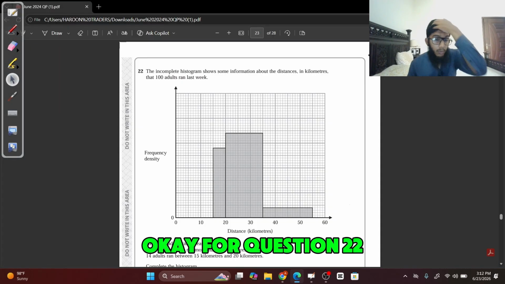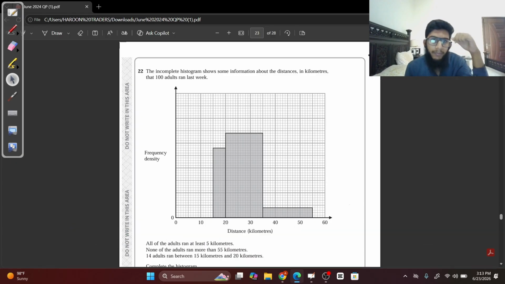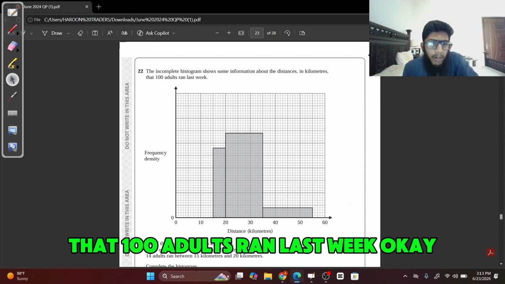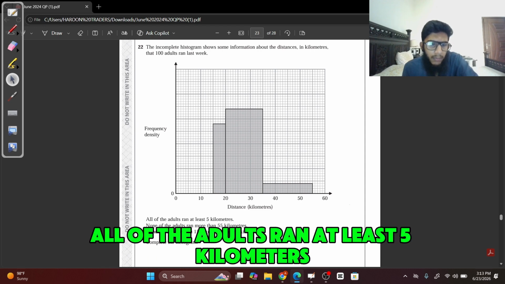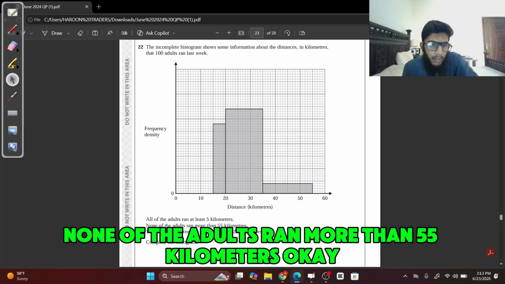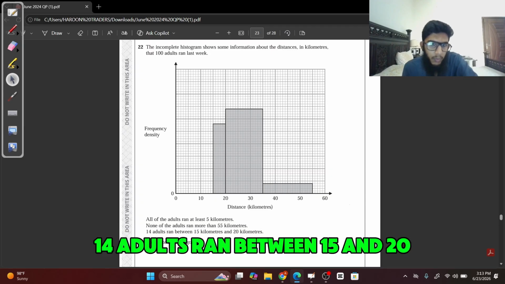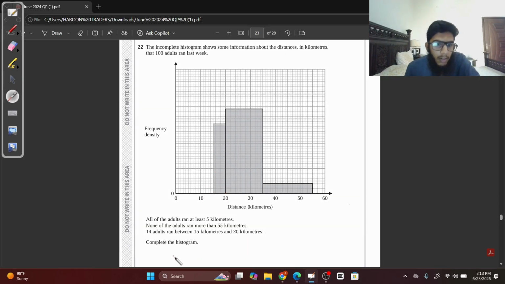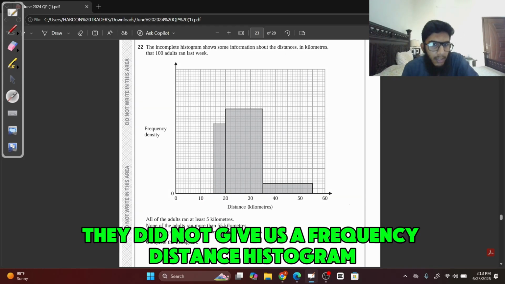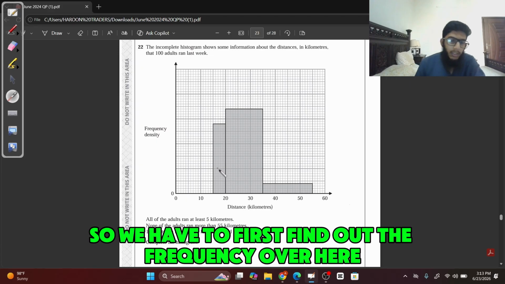Okay. For question 22, the incomplete histogram shows some information about the distances in kilometers that 100 adults ran last week. All of the adults ran at least 5 kilometers. None of the adults ran more than 55 kilometers. 14 adults ran between 15 and 20. That means this block over here, 15 to 20. First of all, they did not give us a frequency histogram. They gave us a frequency density histogram. So we have to first find out the frequency over here.